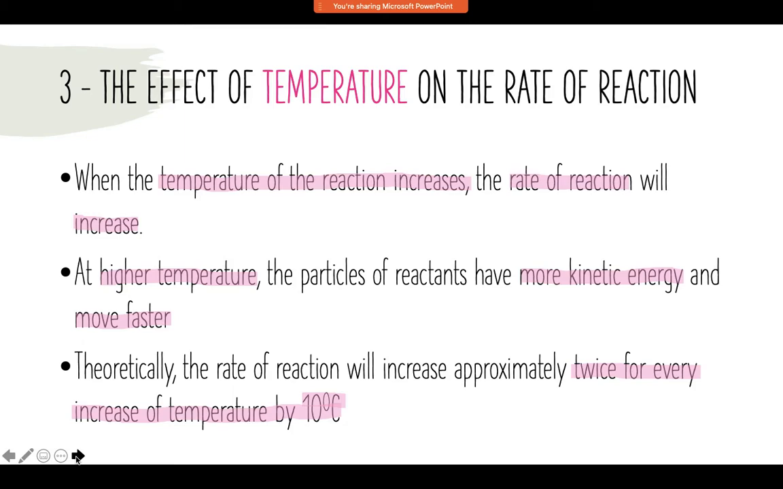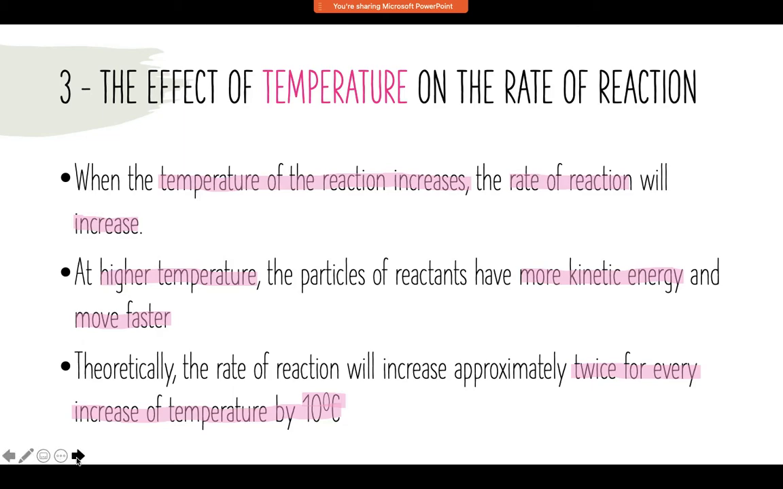At higher temperature, the particles of reactant have more kinetic energy and move faster. So you have to relate your explanation of temperature with kinetic energy. If you have a high temperature, the kinetic energy of the particles also increases, so they move faster and produce a higher number of collisions, so the reaction also will be faster. Theoretically, the rate of reaction will increase approximately twice for every increase of temperature by 10 degrees Celsius.